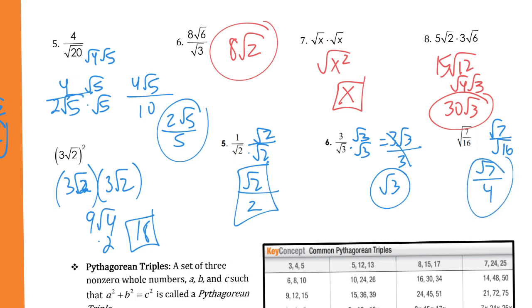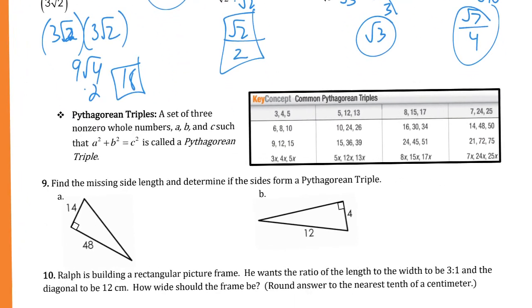Okay. Next thing is Pythagorean triples. We talked about this yesterday, and I want to take a couple minutes to look at it. If you have a right triangle with sides 3, 4, and the hypotenuse of 5, that will be a Pythagorean triple. So will all of its factors.